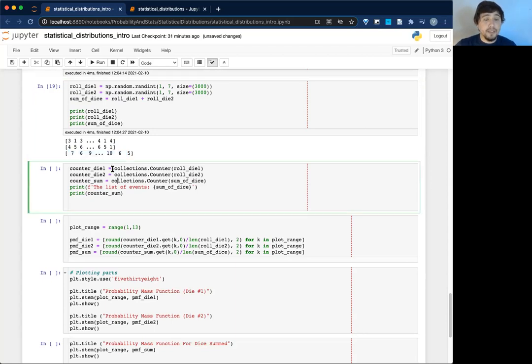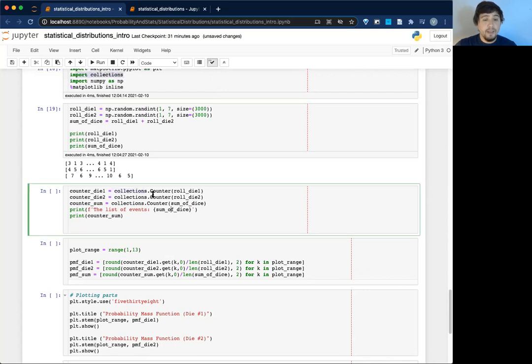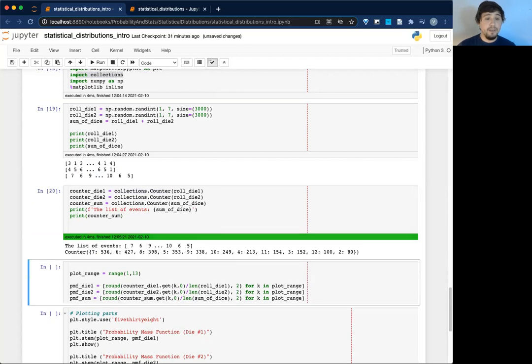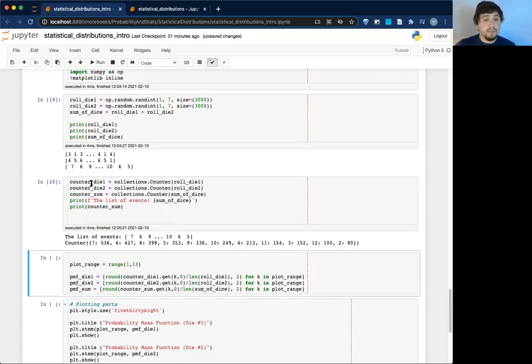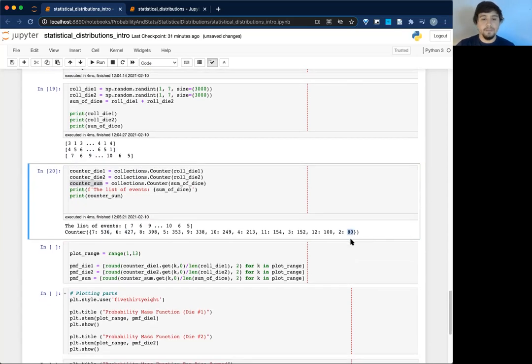We can actually do this with collections. This is the collections library from right here. We can count out how many times each value occurs. I do this for both the dice and the sum of those dice. You can see here that 7 occurs 536 times, 6 occurs 427 times, and so on, all the way to the far right. In fact, 2 occurs the least number of times, only 80 times, which is what we'd expect.